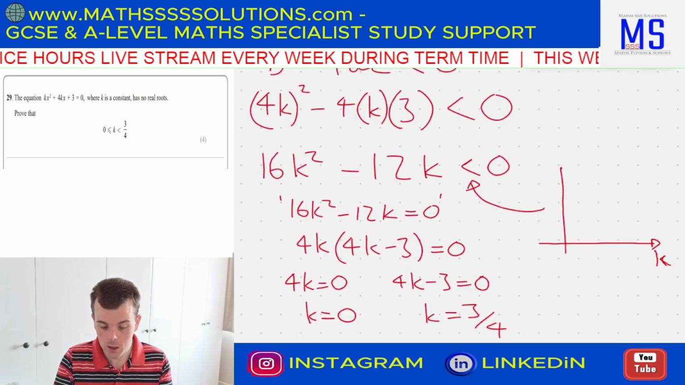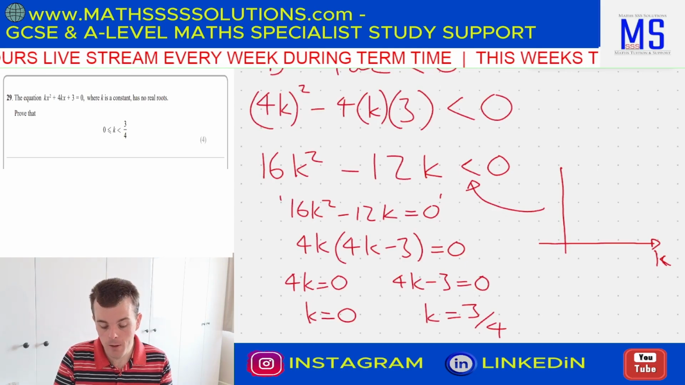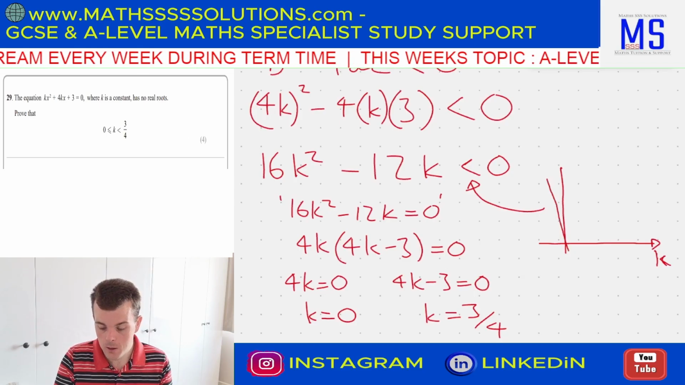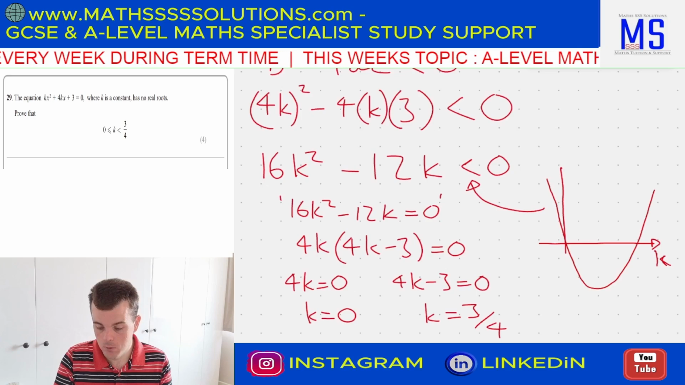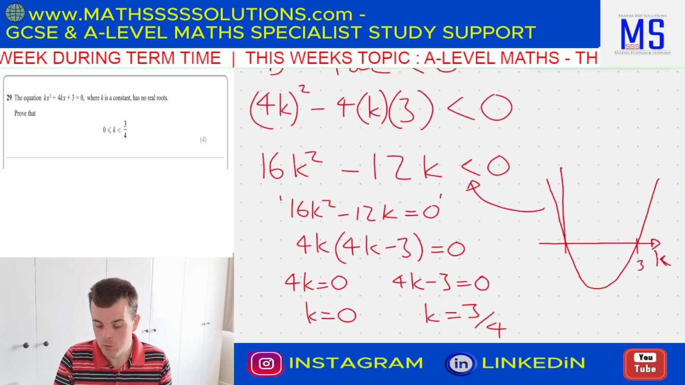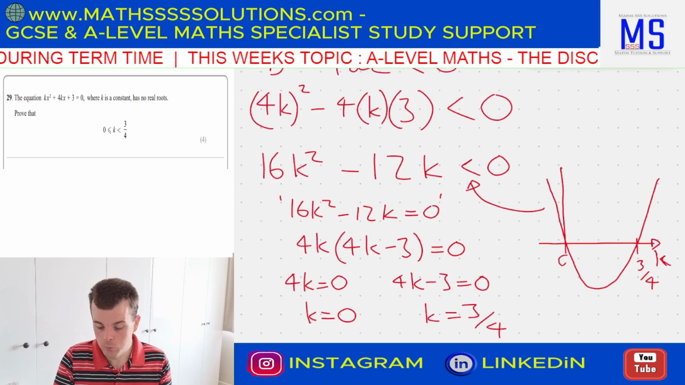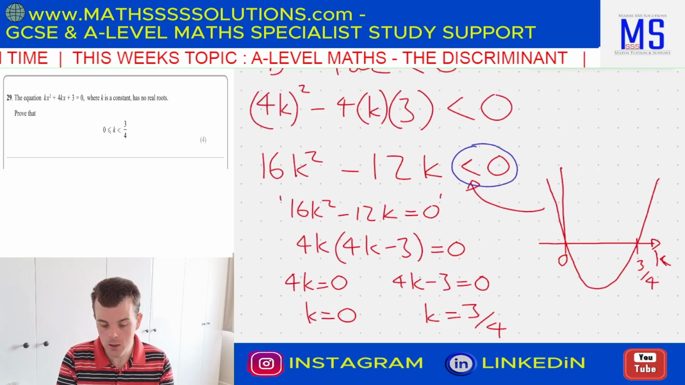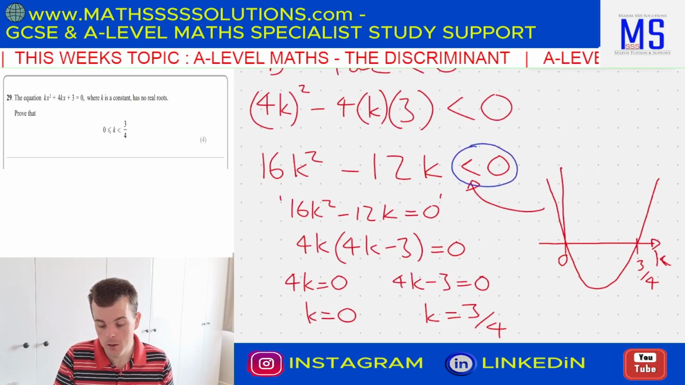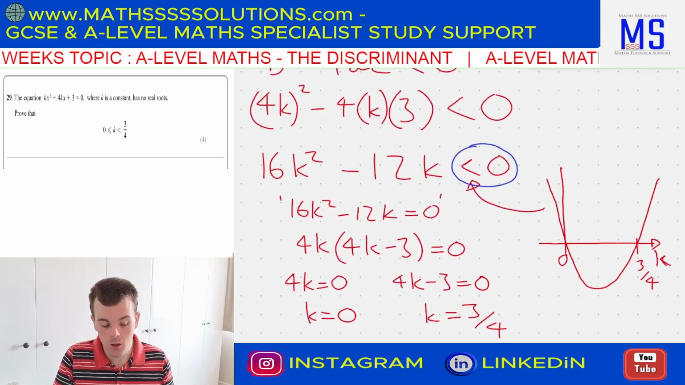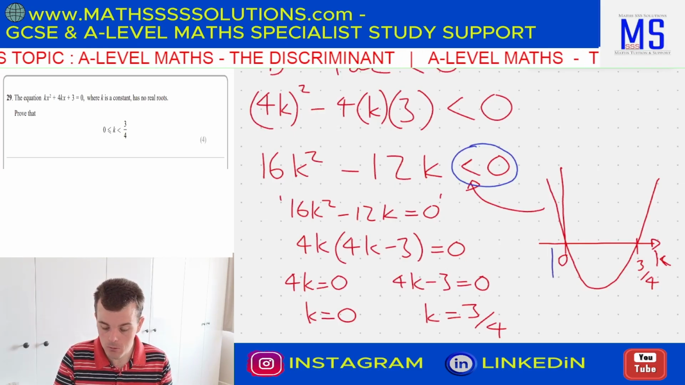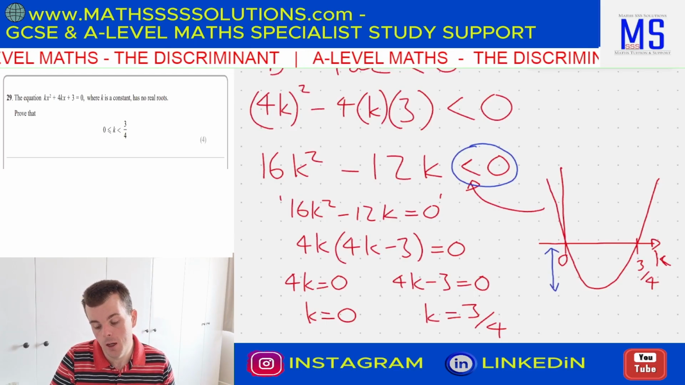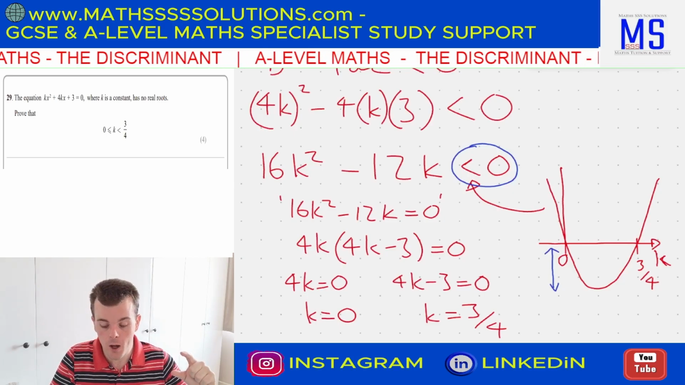So we've got a quadratic here, and we've found where it hits the 0 line, in other words hits the k-axis. That is when k equals 0 and when k is 3/4. We are asked for where the quadratic is less than 0, the quadratic in terms of k. So on the k-axis, where the quadratic curve is below 0. When we're talking about below 0, we're not talking about the value of k on the k-axis, we're talking about the result, so the y-coordinate.